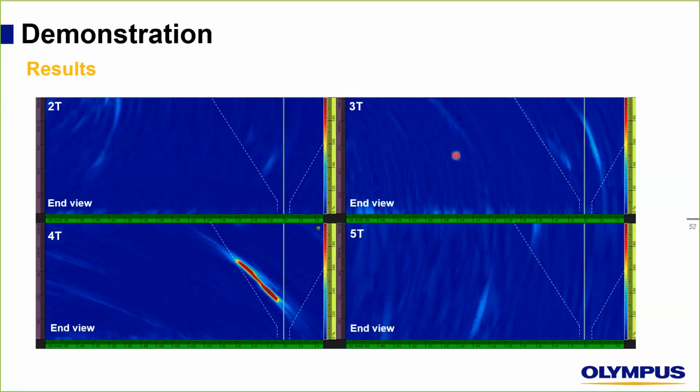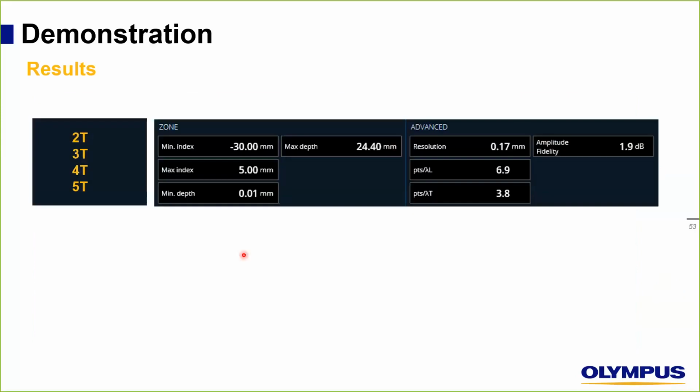So here the 4T is showing us the best view for all these groups, so we use it for 2T, 3T, 4T, and 5T. We have the same zone, of course, and we obtained the same amplitude fidelity, 1.9. Actually, it could be improved even, but it was perfect as it is right now. So 1.9 as a value for amplitude fidelity, and for resolution, also the same for all the 4 groups.